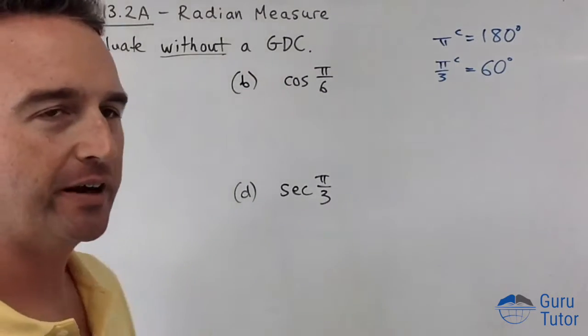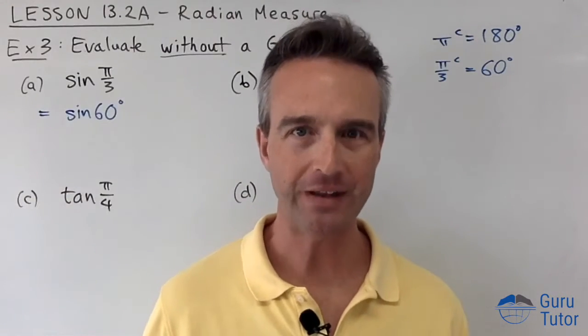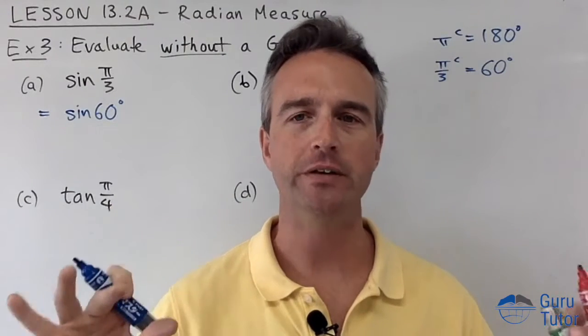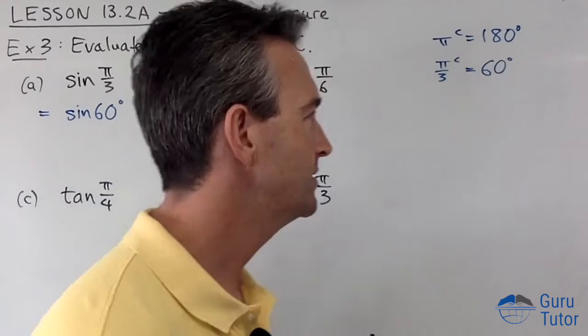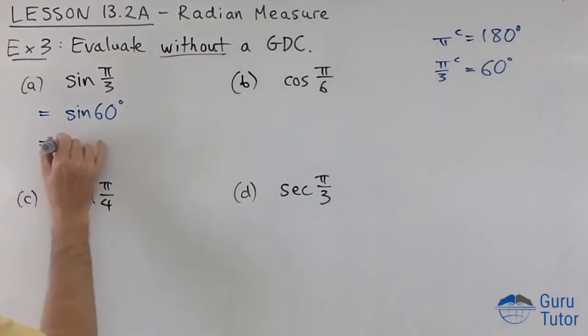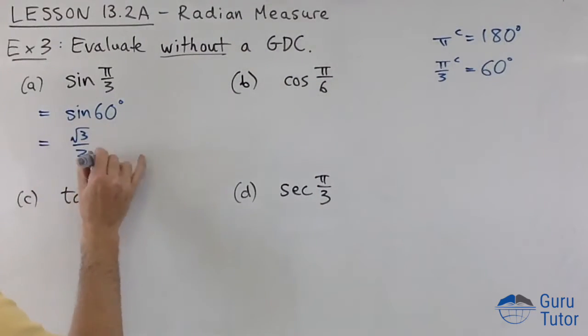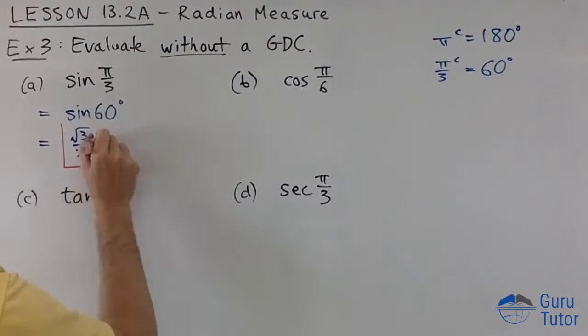And now we think, okay, what's sine 60? And you've got to go back to those triangles. And hopefully you're nearly getting those memorized by now. Sine 30 is a half. Sine 60 is root 3 over 2. Okay, and we're doing this without a GDC.